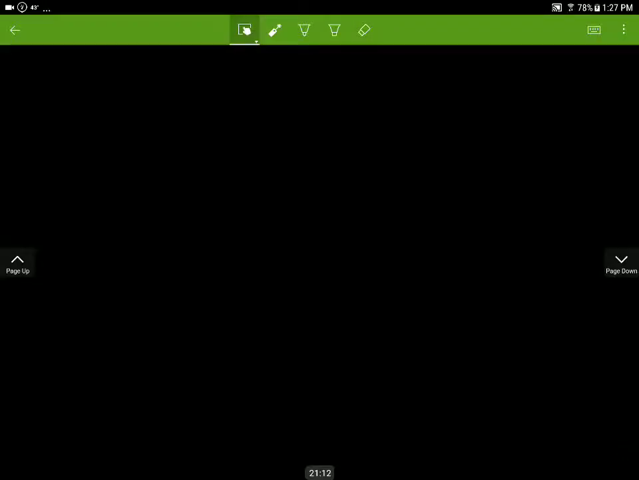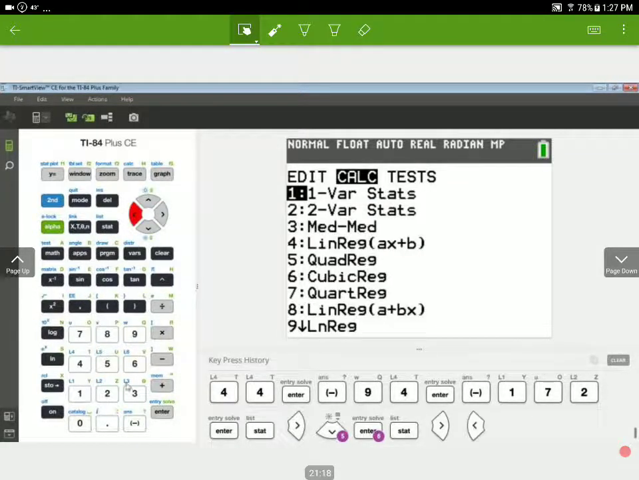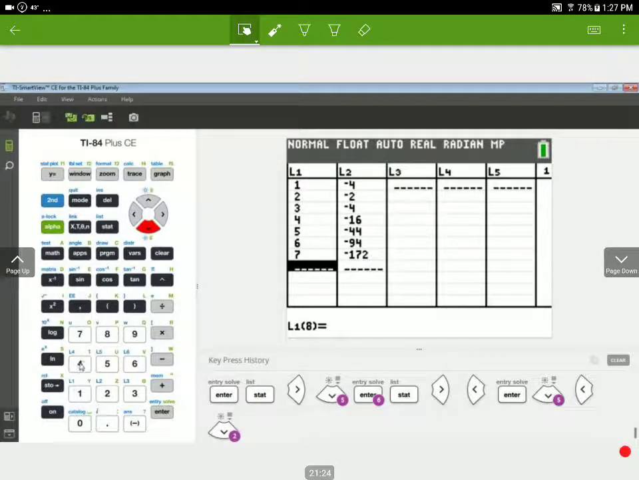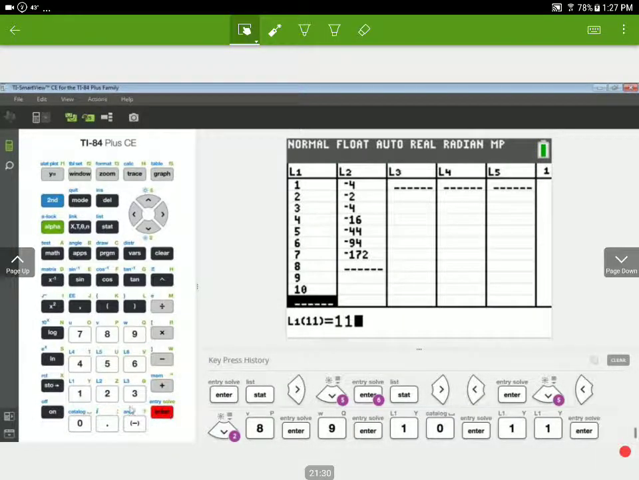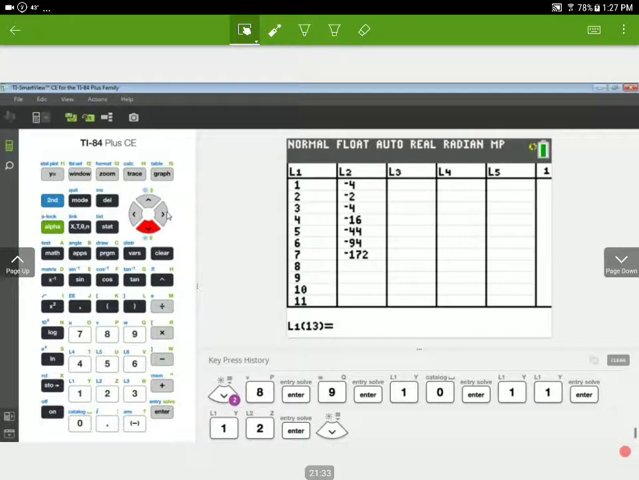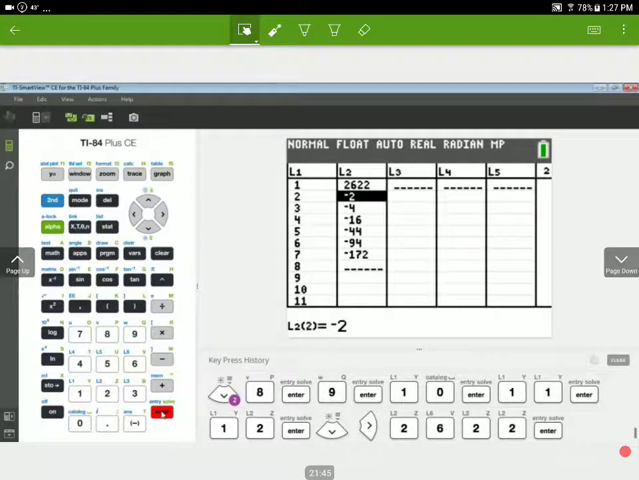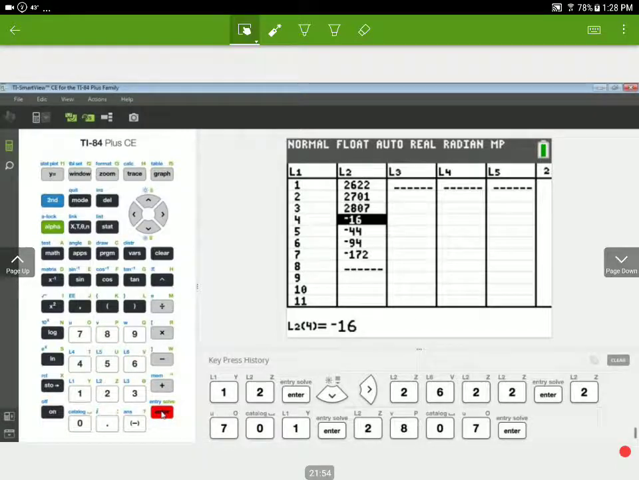Whip out your calculator. There we go. Stat. Nope, not calculate, edit. And this goes all the way down to 12. 8, 9, 10, 11, 12. All right. And then we got to put in all the numbers there. So here we go. 2622. Enter. 2701. Enter. 2807. Enter.